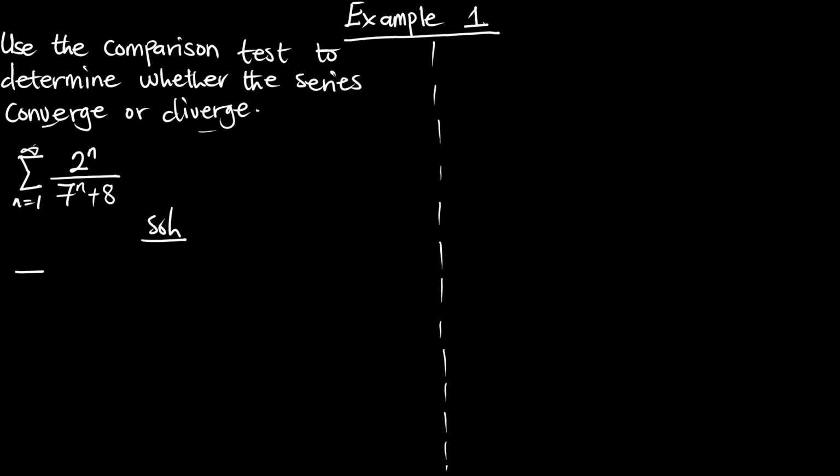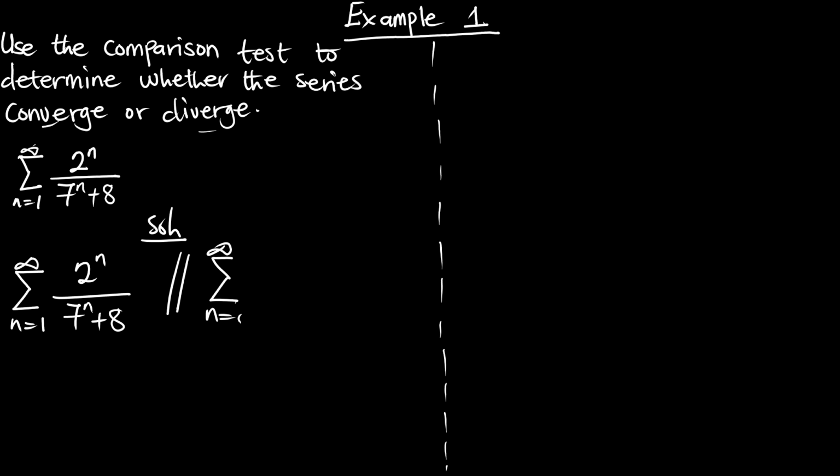So this is how I have it, which is 2^n on 7^n plus 8. Are we okay? So I can compare these two; we have to compare to a second series, n is equal to 1. So here we can see that when n is approaching infinity, adding 8 is insignificant. So we can ignore the 8. So this can be written as 2^n on 7^n. Are we okay?